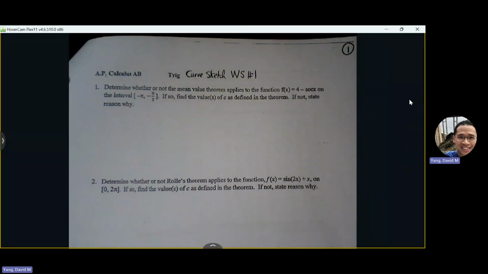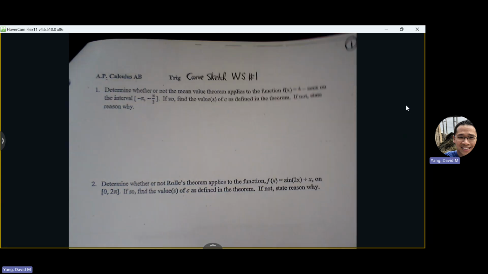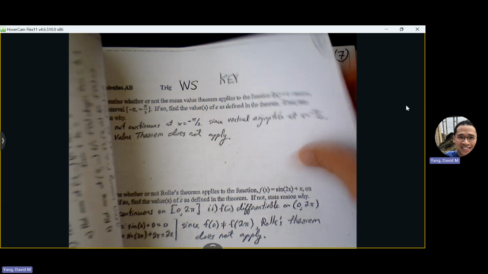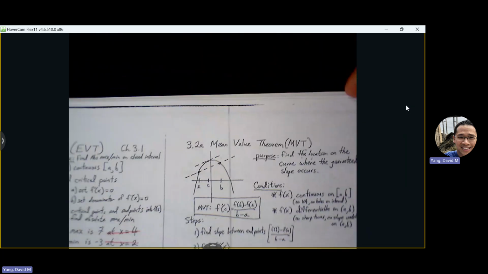All right, let's go back to page 1 here. Okay, determine whether or not, I'm sorry, these are all mean value theorem. Oh, I had an extreme value theorem here. Sorry, the focus here has been mean value theorem. So let me go back to page 3 and go through mean value theorem here.